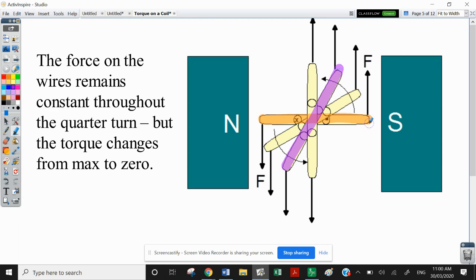Here we are really getting a nice 90 degrees between here and here. And as a result, torque, as we know, is FD sine theta. And if it's 90 degrees, it's going to be maximum. So there's maximum torque on the orange coil here. As it turns, the angle is going to become more and more towards 180 degrees, and as a result the torque is FD sine 180 with this one here, so the torque on this is 0.